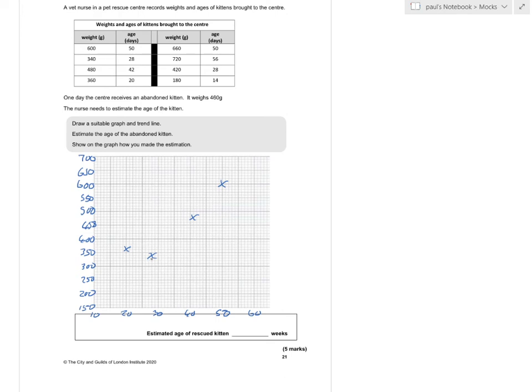Where did I get this from? 28 days, 340. Oh, it's a little kitten. 50 days, 660. 56 days, 720. So it's going to be just about there. Let's hope they don't notice. 28 days, 420. And 14 days, 180, down there somewhere.